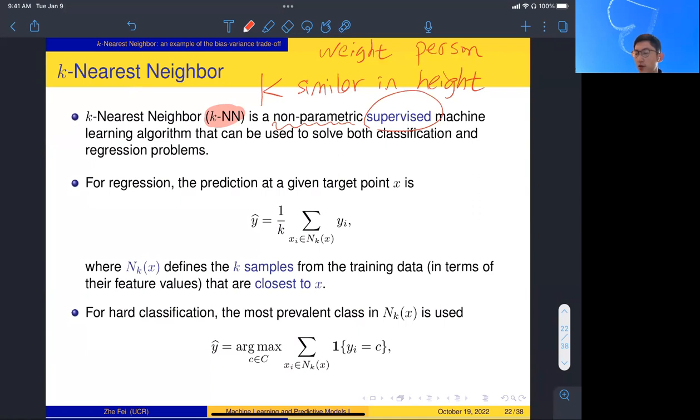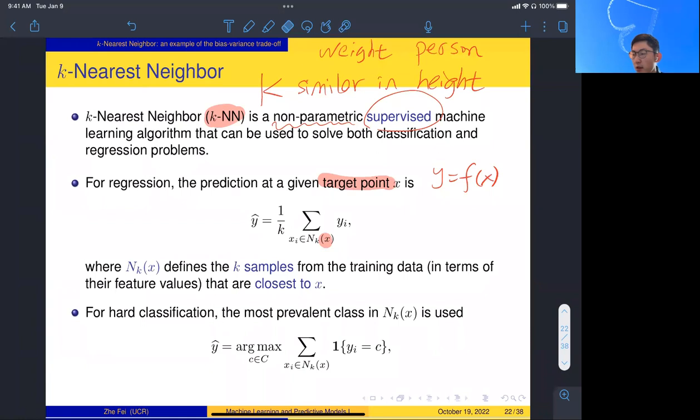To write out this intuition into a formula, we have the formula here. The x is the input that we want to predict, so we call this the target point x. We know that our target y is this f function of x, but we do not know f. For example, the relationship between your height and weight, we do not know that f. So that's the target.